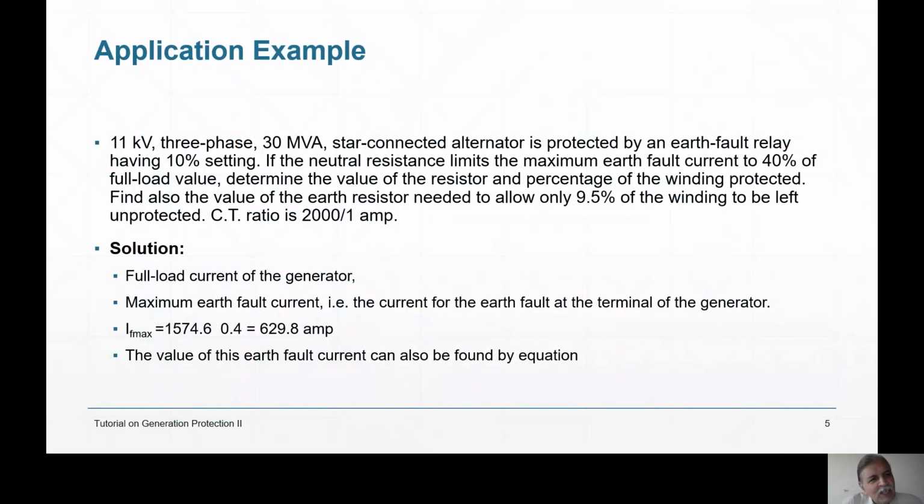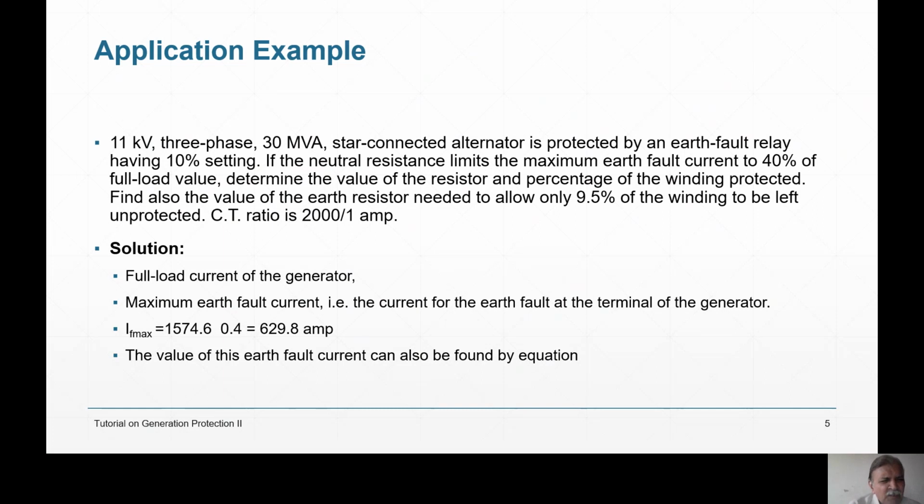So we are taking an example: 11 kV, 3 phase, 30 MVA. A small generator we are taking, to start from. A star connected alternator is protected by an earth fault relay having 10% setting. That is, sensitivity is 10%. The neutral resistance limits the maximum earth fault current to 40% of full load value.